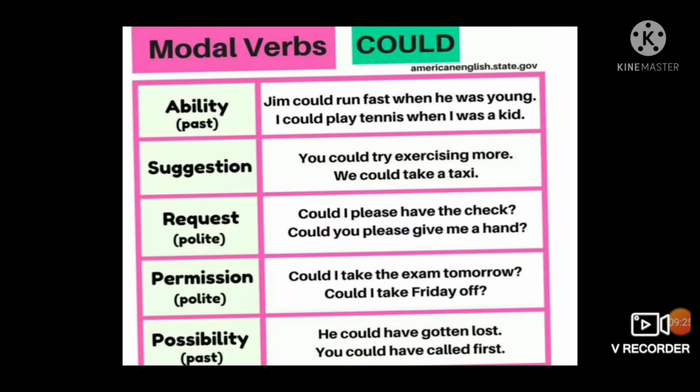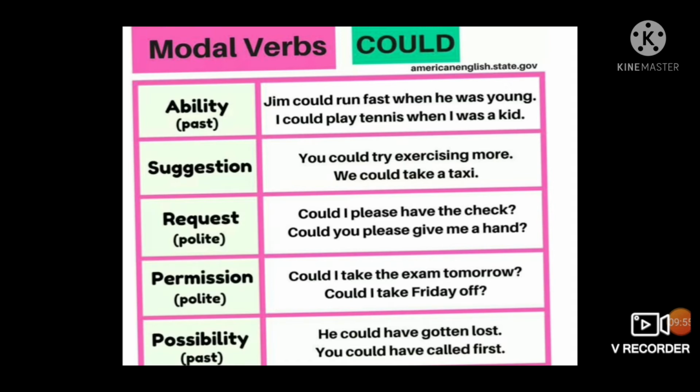Then come to the next one, could. Could also expresses ability, but in the past. Look, ability, past. Jim could run fast when he was young. So once he had the ability to run fast. That means he was young, but not now. So ability in the past. I could play tennis when I was a kid. So once I was a kid, I used to play. That means I could play tennis.